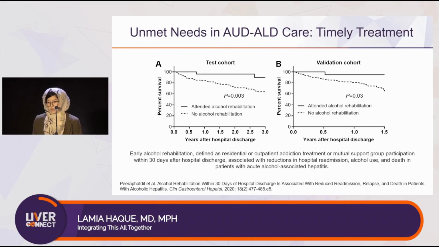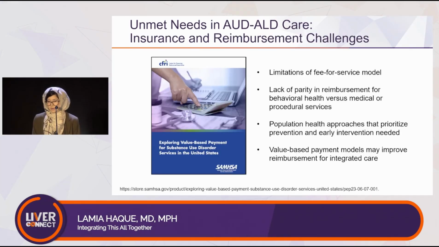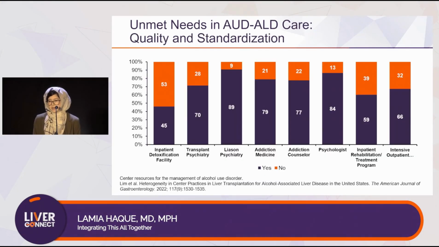This was a nice study that showed that patients who were admitted with acute alcohol-associated hepatitis who received their alcohol use disorder treatment earlier, so this group was looking at either residential programs or outpatient treatment programs or some mutual support group participation. Those who engaged in that within 30 days did much better as far as mortality as well as readmission and alcohol use than those who didn't have that early intervention. And then, of course, insurance and reimbursement are a challenge, and thinking of ways to improve parity for this type of care will help facilitate it.